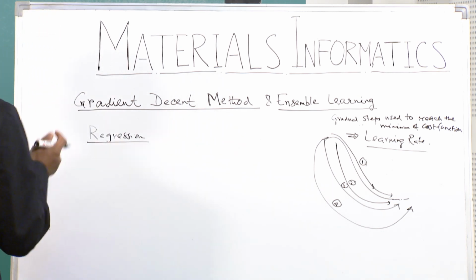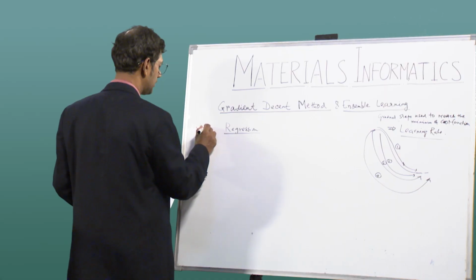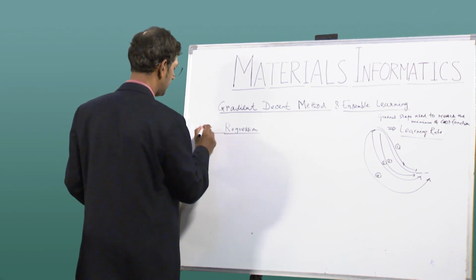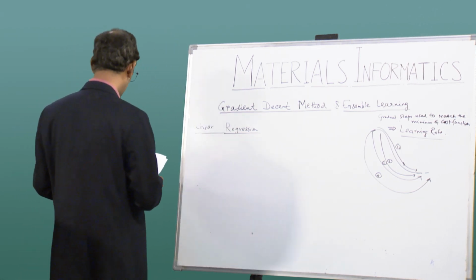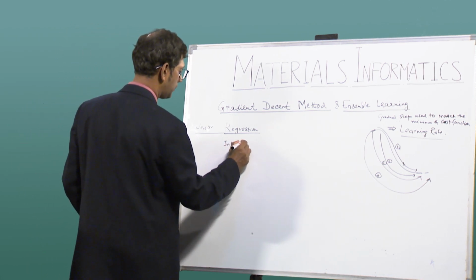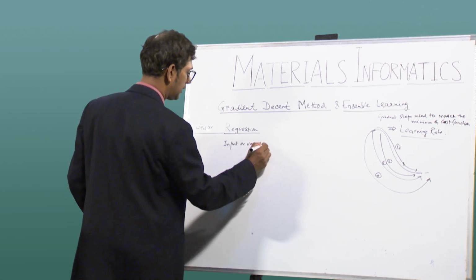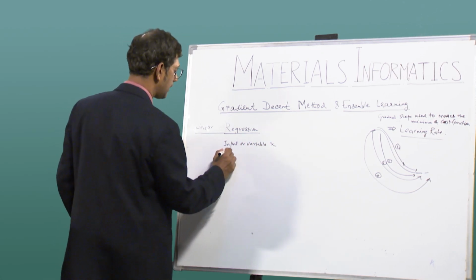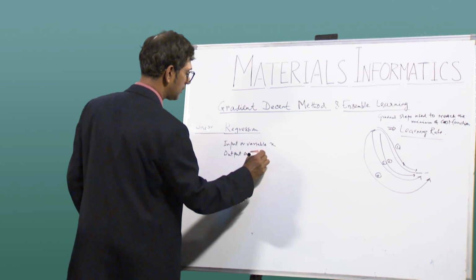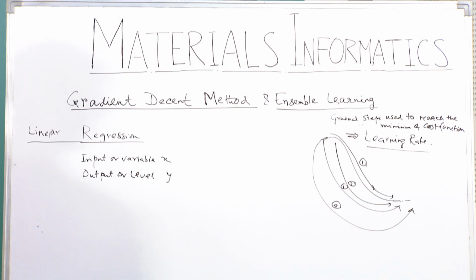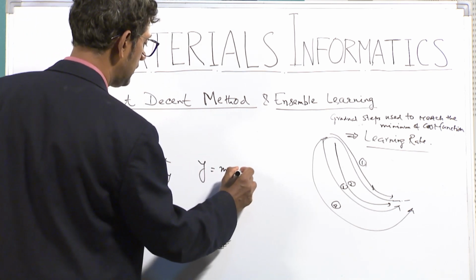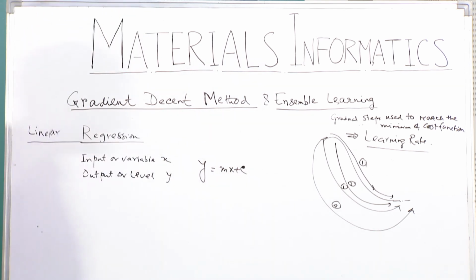So, let us consider a linear regression model, that is also the easiest model in machine learning, with a single input feature. The input or variable is x, and the output, or what we call the label, is y. You know that, right? This is a linear equation between x and y. So, y is equal to mx plus c. This is the standard linear equation which you are trying to fit.